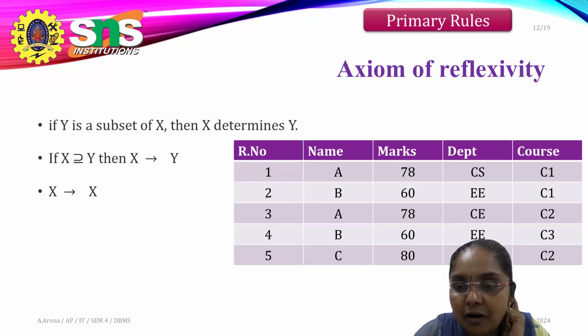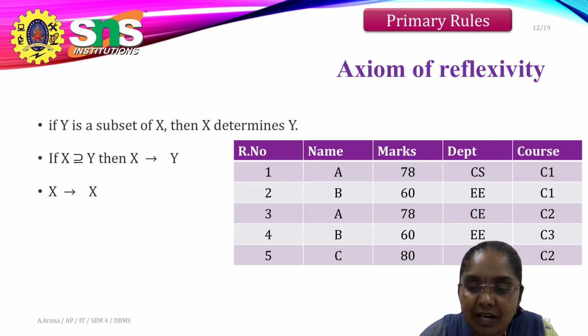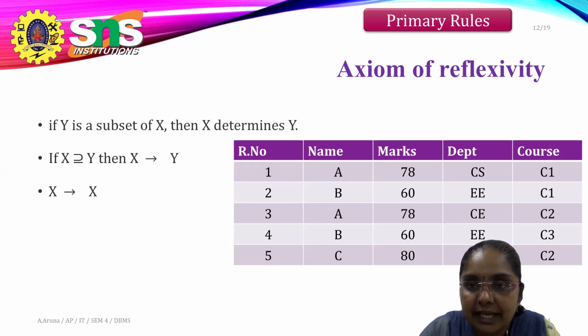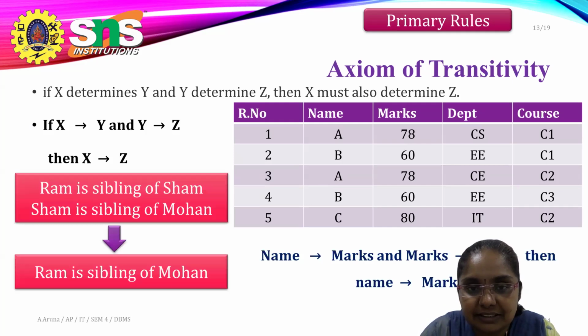For example, here you have roll number, name, marks, department, and course. Each and every attribute can determine itself. This type of property we call the axiom of reflexivity. For example, roll number can determine roll number, name can determine name, marks can determine marks, department can determine department, course can determine course. These are the examples of the axiom of reflexivity.